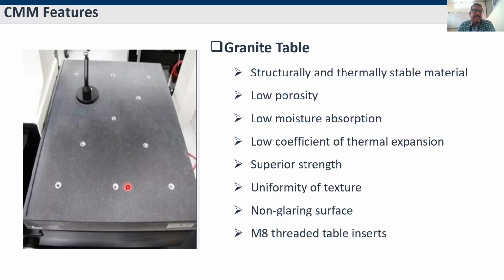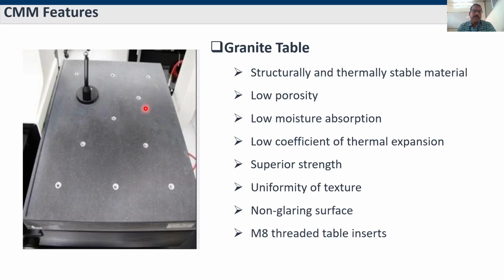If porosity is there inside, when we make these threaded portions for keeping the workpiece or fixtures and jigs, we use bolts to mount over here. If there is any porosity when we make these holes, because to thread we first have to drill and only then make the threading, right? At that time, if porosity is there inside the granite, then cracks and failure will happen. So it should have low porosity and low moisture absorption.